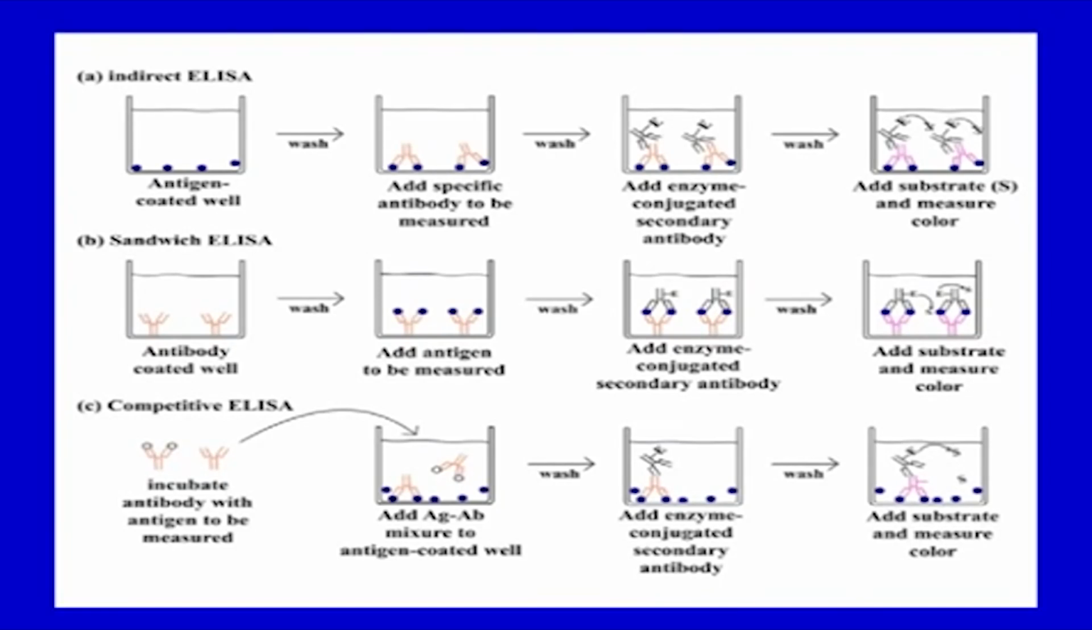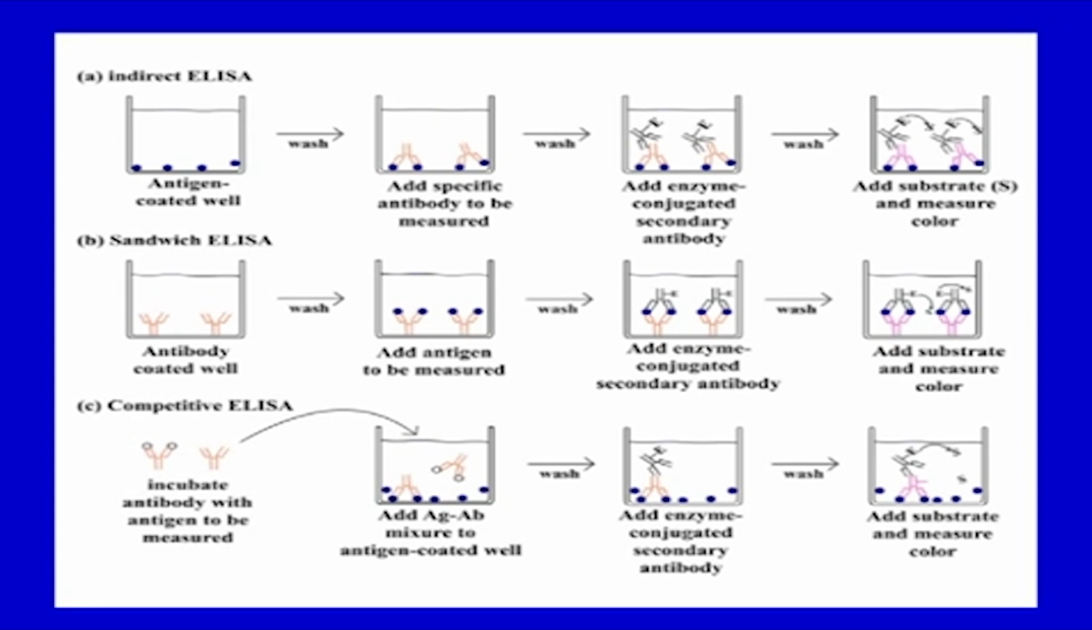So, this is how the competitive ELISA works. Now, in this figure all three techniques, or different forms of ELISA, are summarized, and as we can see, first is indirect ELISA.